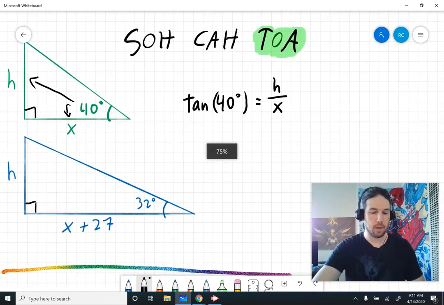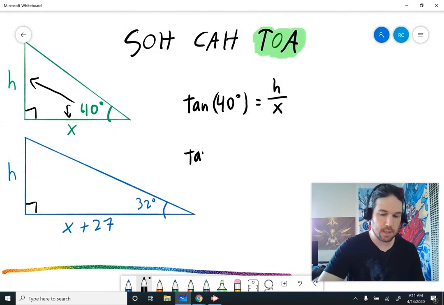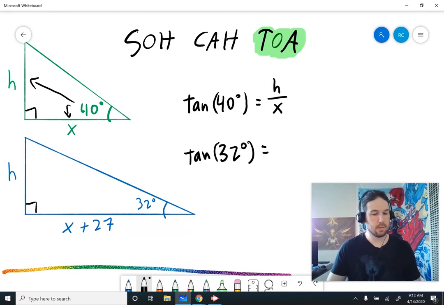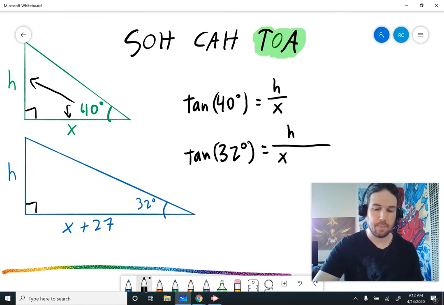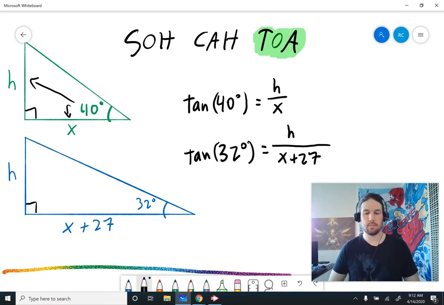And then for this bottom one, we get that tangent of 32 degrees equals, again, opposite over adjacent: h over x plus 27. Yes, there are two variables, but the setup is exactly the same as it's always been, and that's the point I'm trying to make here. No matter how complicated these problems get, the basic idea is always the same. You're taking two proportions and setting them equal to each other.